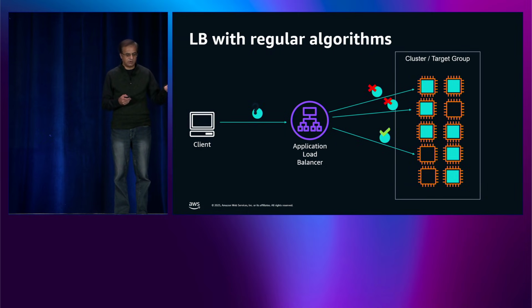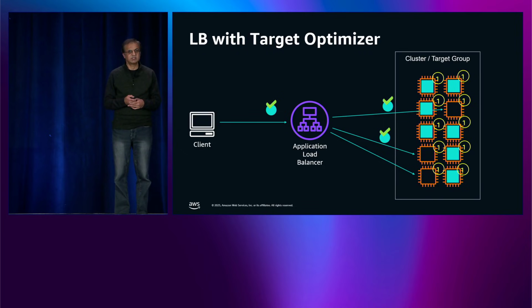ALB, if it's a round-robin algorithm, the incoming traffic will still go to a target that may still be busy, and it may be doing multiple tasks from a previous request. So in that case, your concurrency remains high, and your error rates may go up. But with Target Optimizer, what you can say is, I want only one concurrent task going on these targets. And ALB will ensure that it will send the traffic to the target that is available to accept only one task. And how do we achieve that?